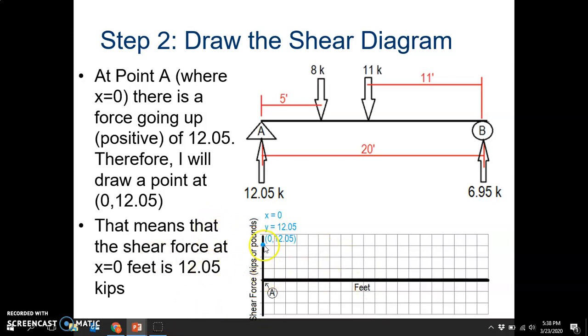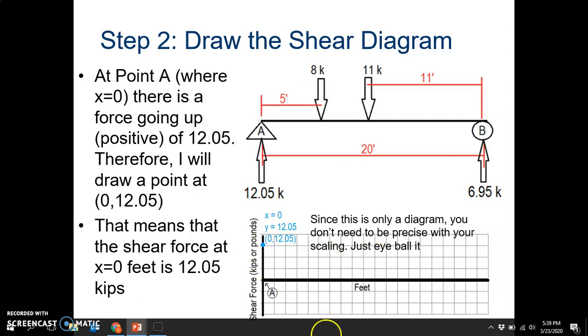My mouse. Then I will keep moving along. And as an FYI, by the way, this is only a diagram when you do this, so you don't need to be precise with scaling. You can just eyeball it. I made this with a grid to be more precise, just for the sake of introduction.